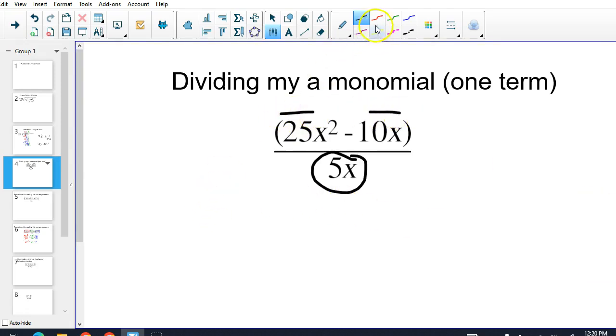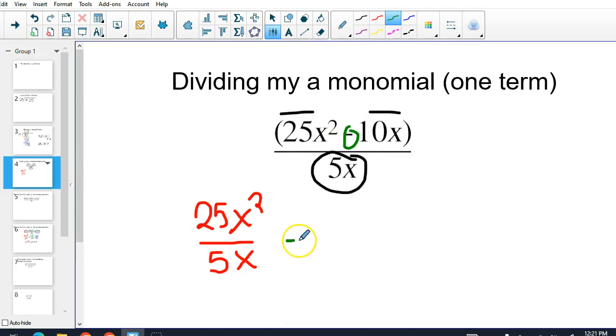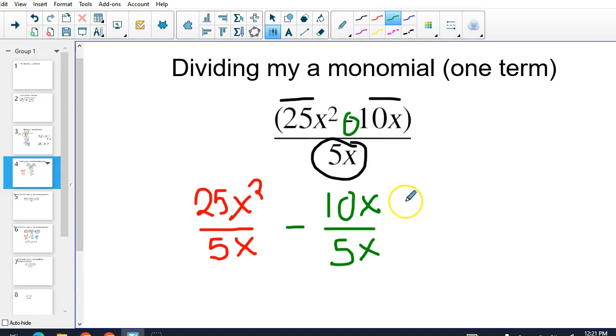So if we break it up, for our first piece we'll have 25x squared divided by 5x. I apologize in advance for the handwriting. I am writing with a mouse right now. Not the most ideal. So don't forget our subtraction sign. So minus 10x divided by our denominator of 5x.